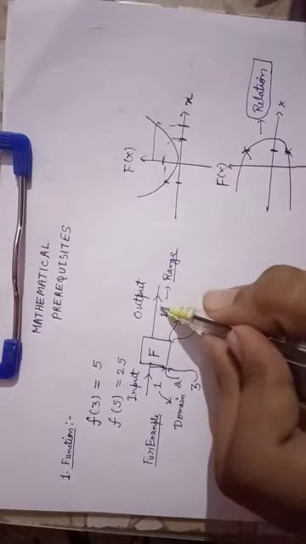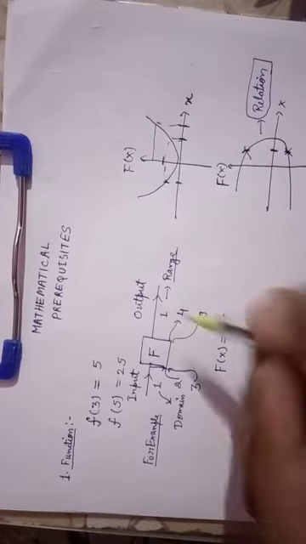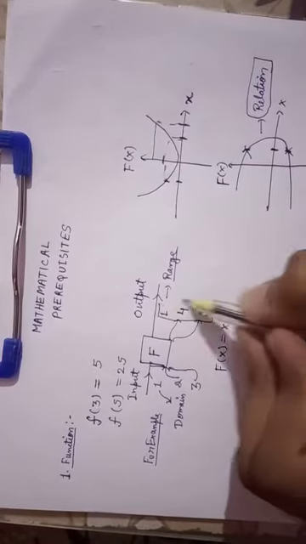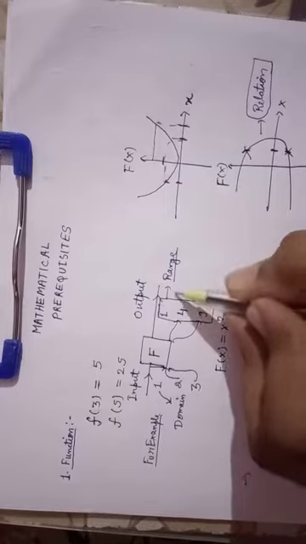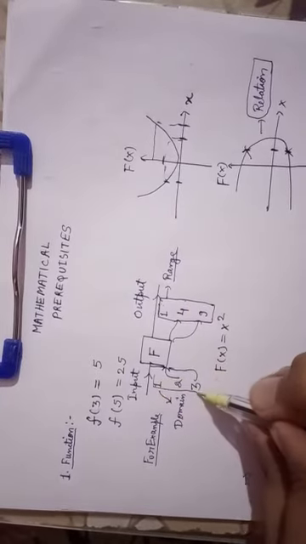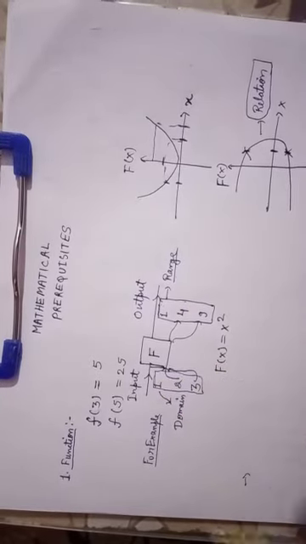Now all the values which we get in the output from an input are known as range, and the values which we put in here are known as domain.